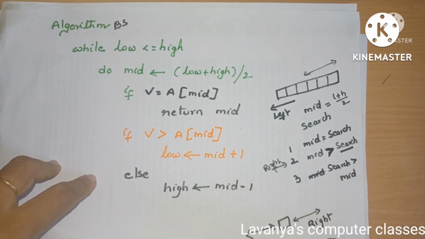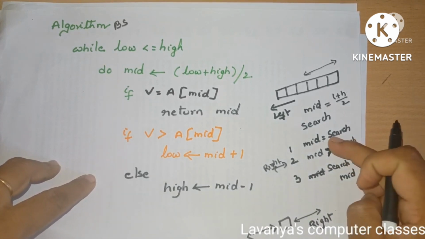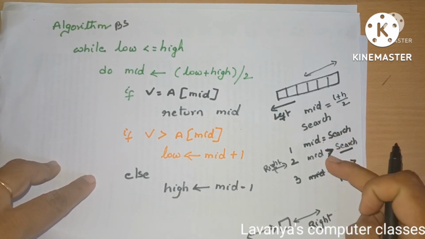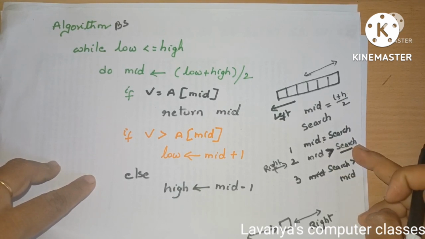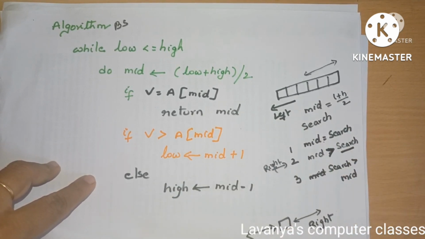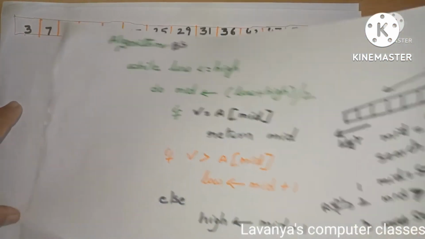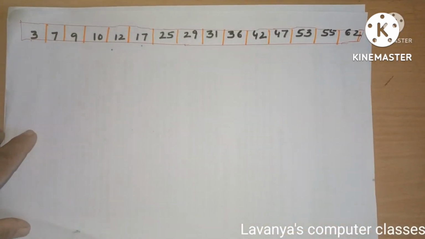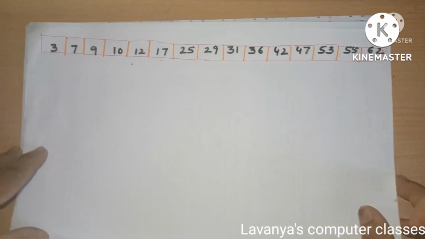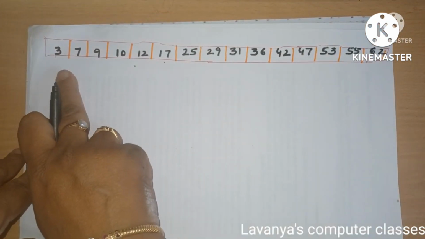So like this we can check it. Either the middle element is equal to the search element, or the middle element is greater than the search element, which means go to the left hand side. If the middle element is smaller, then go to the right hand side. So like this we can start the procedure. Through an example I will explain. Here I will take some elements, this set of elements.